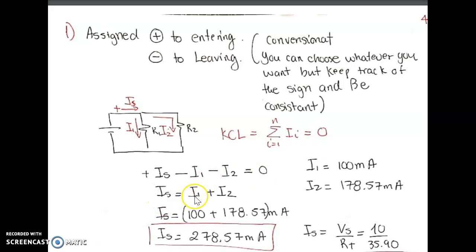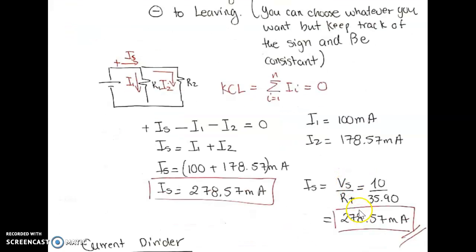Then I solve for I source and I say that I1 plus I2 should give me I source to be 278.57 milliamps. If I use Ohm's law, I can say that V source divided by R total is 278.57. So this is proof right here.